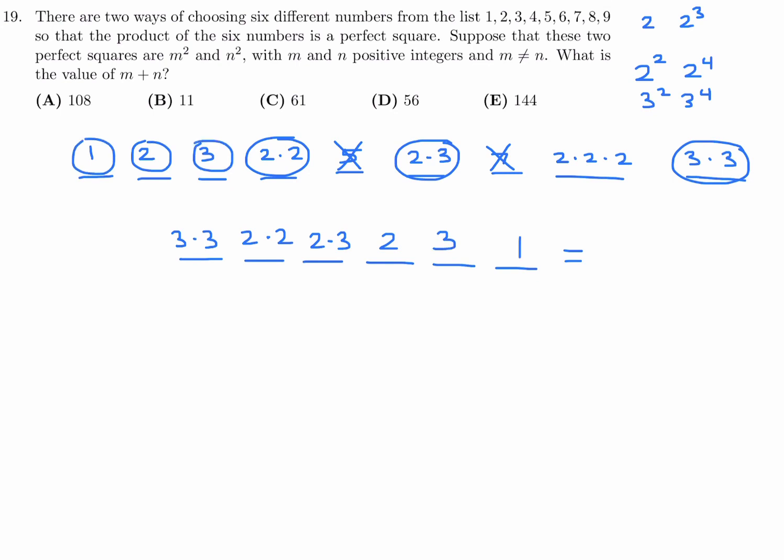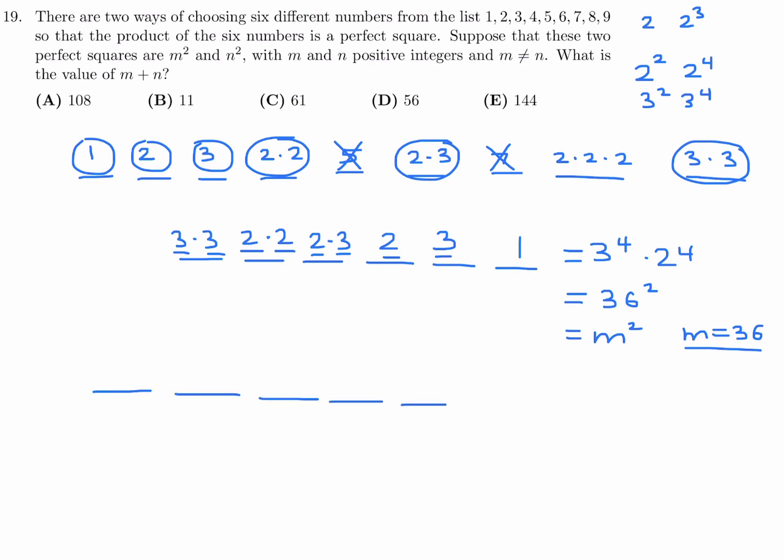This gives me 3 to the power of 1, 2, 3, 4. And it gives me 2 to the power of 1, 2, 3, 4. Okay. When you do the math, that is actually equal to 36 squared. And therefore, that will be my m squared, where m is 36. All right, so I got one such value. Now we do the exact same thing again, and hopefully we will get another value. Let's use a different color.